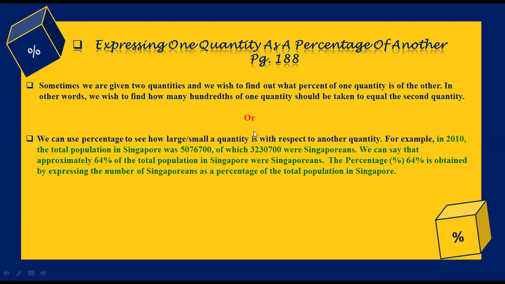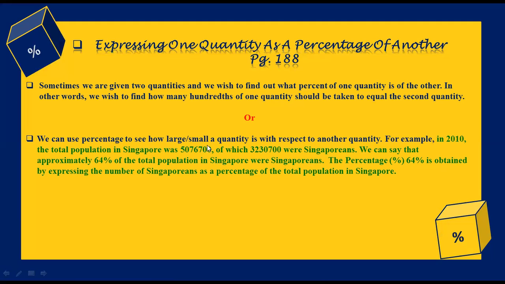मतलब कि calculation, just by placing this value in denominator, and this one is numerator, means a upon b multiplied by 100%. So we got 64%. तो उससे हमने ये अंदाजा लगाया, ये कह सकते हैं कि 64% of the total population in Singapore were Singaporean.